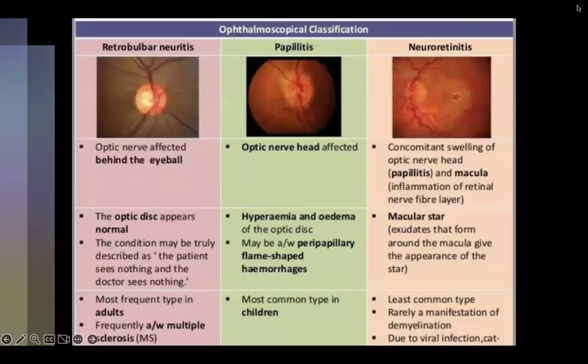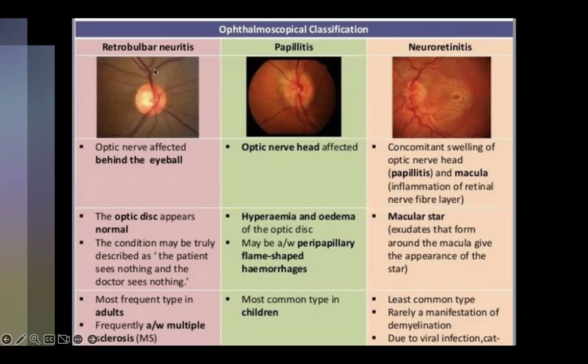So this slide, optic neuritis is usually retrobulbar, an inflammation of the optic nerve. So the disc is fine, right? But it can be inflammation of the optic disc as well, which is called papillitis. In that case, you see the disc edema. Sometimes it can involve the macula as well. In that case, it's called neuroretinitis. There are different differential diagnoses for these three.